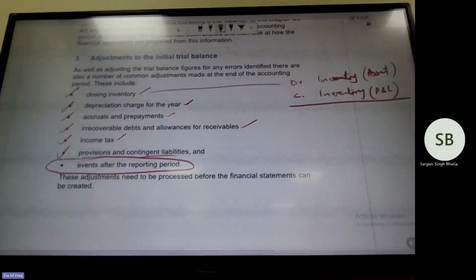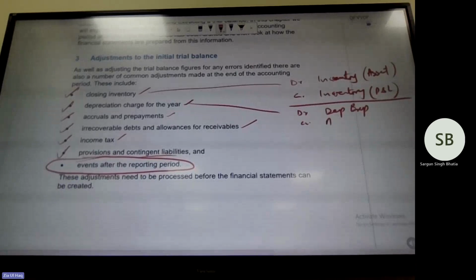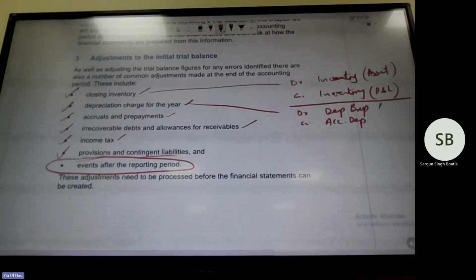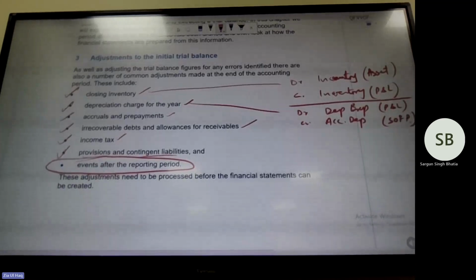What is the entry for depreciation? Debit depreciation expense, and credit accumulated depreciation. We have studied this. Depreciation expense will go into the profit and loss account, and this accumulated depreciation we will deduct from the asset in the statement of financial position, the balance sheet.